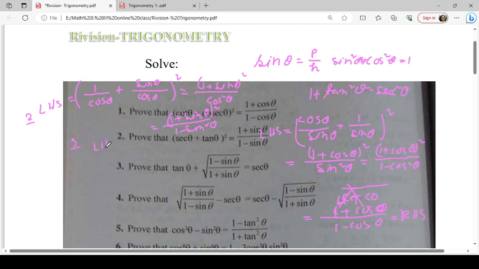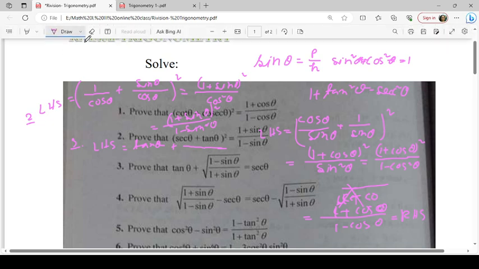Left hand side is tan theta plus 1 plus sin theta. We can write it as 1, let us erase this thing. We need space, so we are erasing it to write it here.